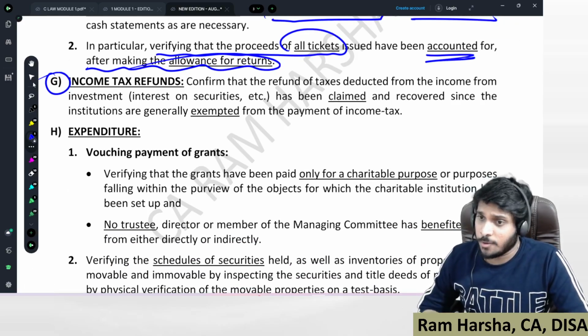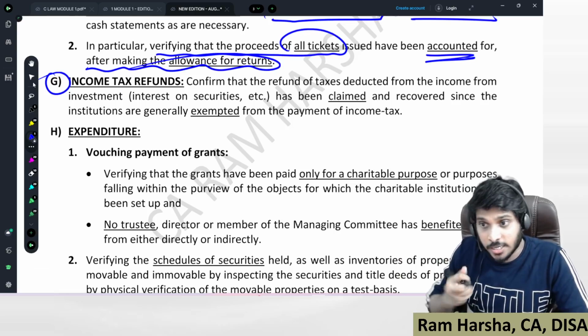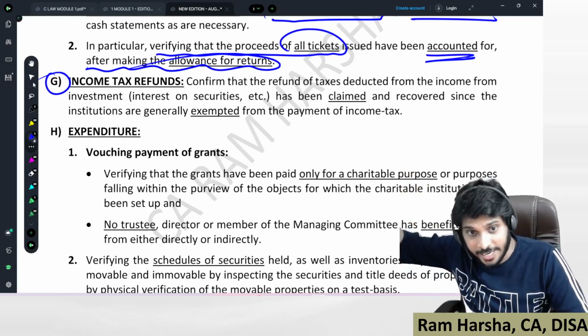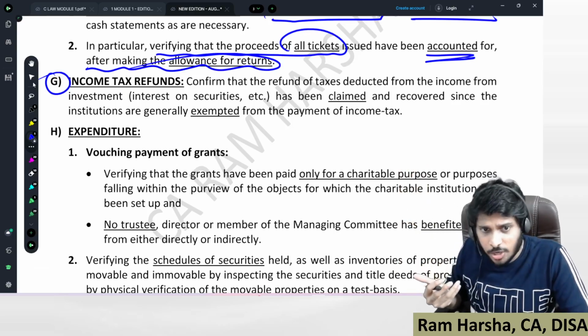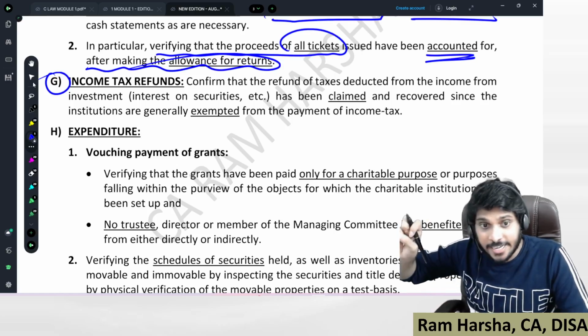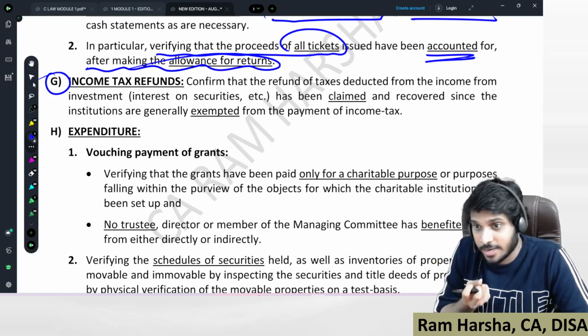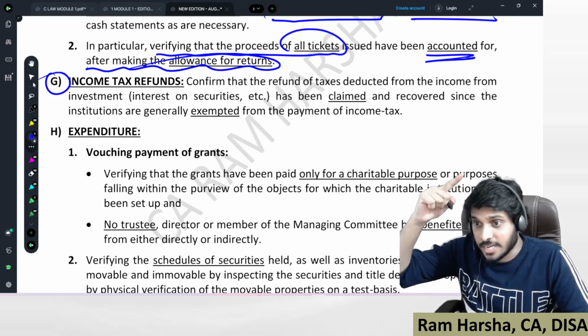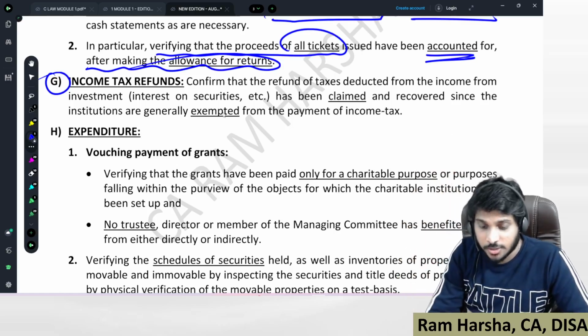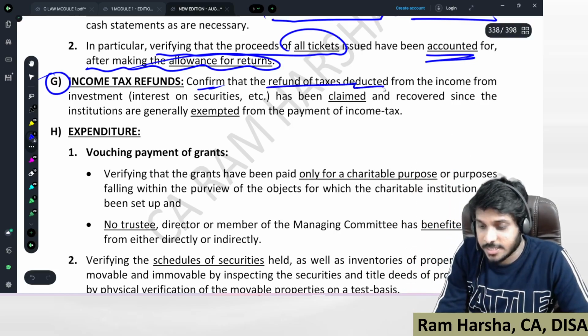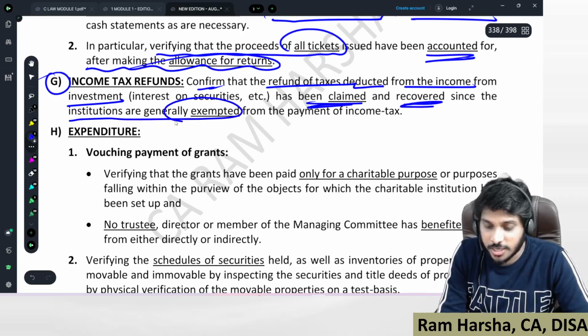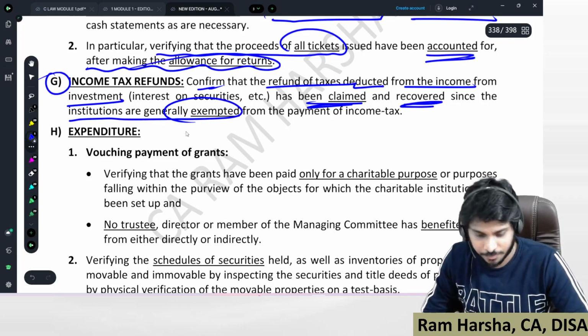And charitable institutes are exempted from income tax. But sometimes, when the charitable institute is receiving rent, the other party might have deducted TDS. But for you, tax is not payable. The other party deducted TDS and gave you only net rent income, so you file an income tax return and claim the refund. So confirm that the refund of taxes deducted from the income of the investment has been claimed and recovered, since institutions are generally exempted under 80G.